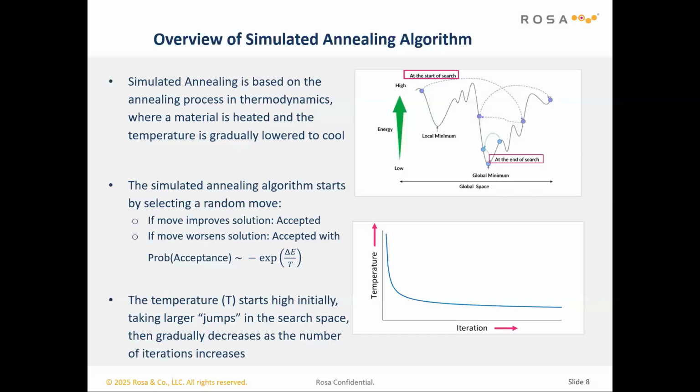If the move worsens the solution, so a higher energy solution, it is accepted with a probability proportional to the difference in energy divided by temperature. In this algorithm, the temperature starts high initially, allowing for larger jumps in the parameter search space, and then the temperature gradually decreases as the number of iterations increases. An example of an annealing schedule, where temperature decreases as the number of iterations increases, is shown in the bottom right.